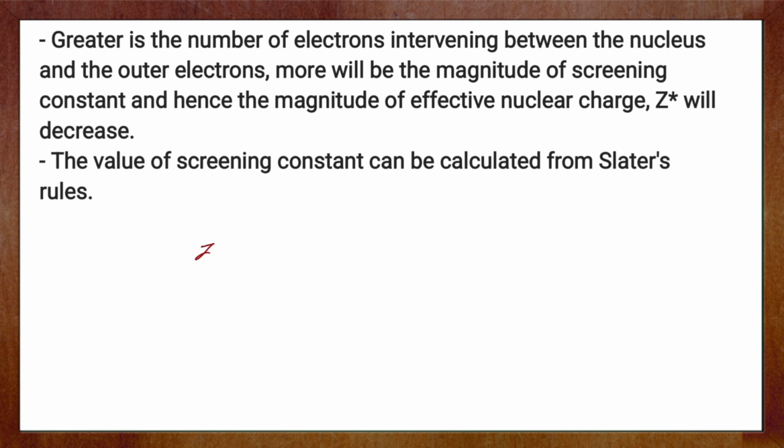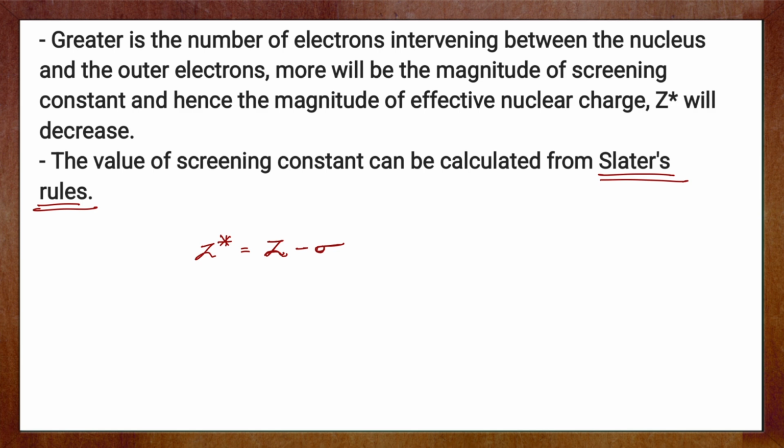In order to calculate the value of effective nuclear charge, you need to know the nuclear charge and the value of screening constant sigma. The actual nuclear charge is nothing but the atomic number, and sigma is the screening constant, which can be calculated from Slater's rules.